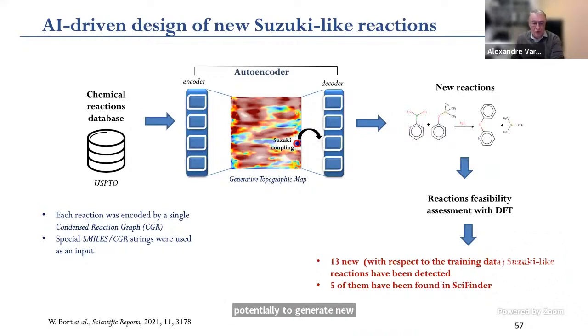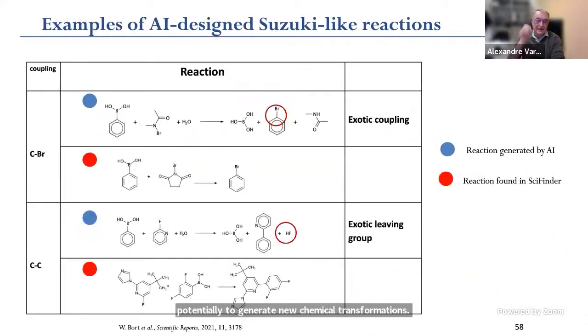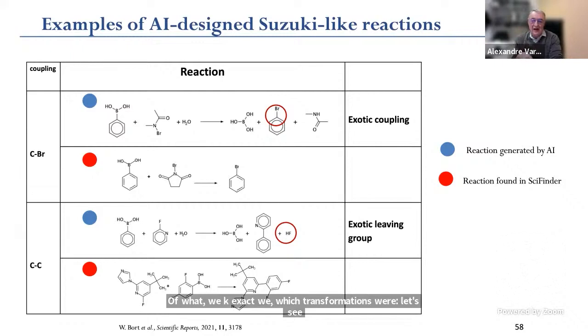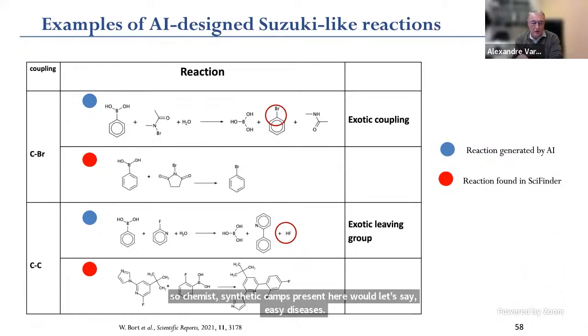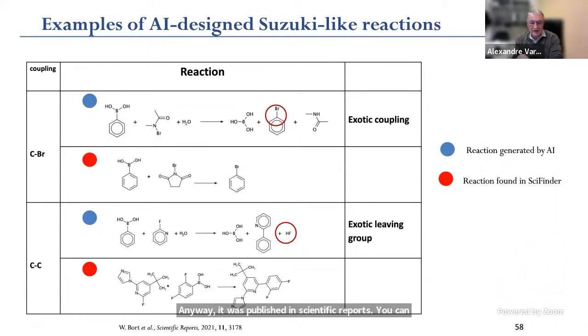So I am approaching the end. This slide shows the chemistry of the transformations that were designed by AI. They correspond either to exotic couplings or exotic leaving groups. Synthetic chemists present here could easily see this. Anyway, it was published in Scientific Reports. You can look at the details there.